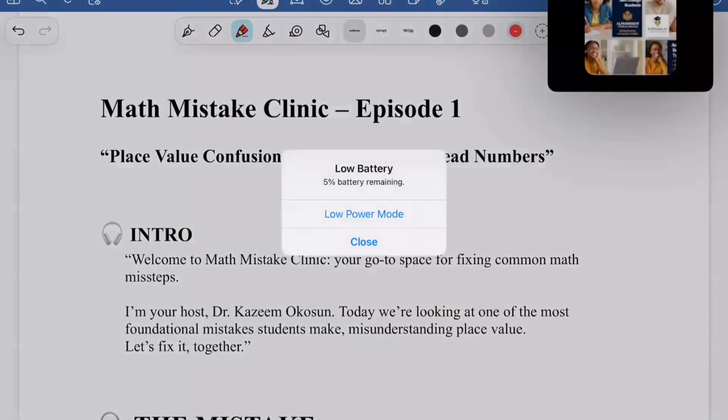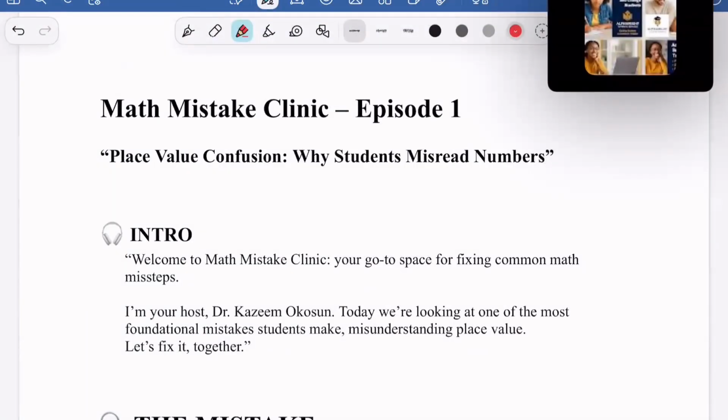This is designed to help students navigate around some common math mistakes that students normally make. Today's episode, the first one, we're looking at place value confusion, where students misread numbers. Students oftentimes misread numbers, so that's what we are looking at, and hopefully we'll be able to help students in this regard.